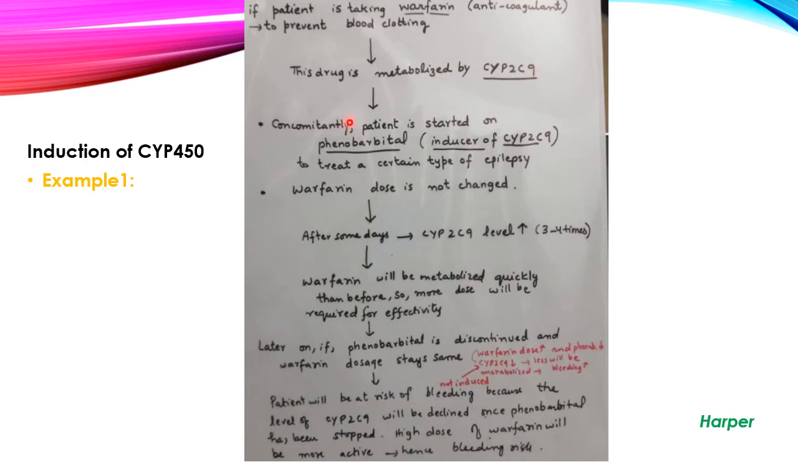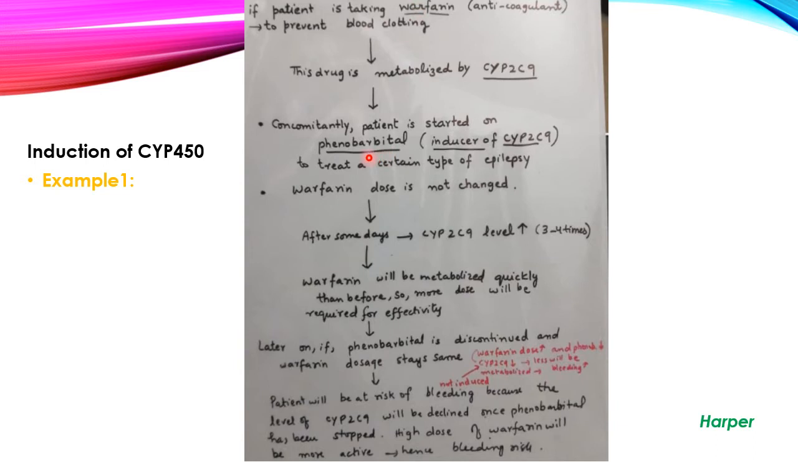Now we take the same patient, and the patient is going to be started on another drug called phenobarbital, because the same patient developed epilepsy, and for the treatment of epilepsy the patient was given phenobarbital. He was previously taking warfarin and now he is taking phenobarbital, and we know that warfarin is metabolized by CYP2C9. Now how can phenobarbital interact with warfarin?